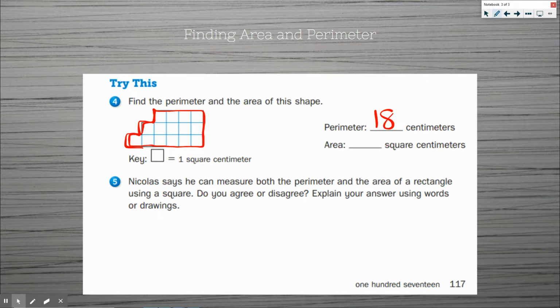All right, now I want you to figure out the area. Area is always a little bit easier, but what is the area of this shape? You should have said that the area of this shape is 15 square centimeters. I can count them: 1, 2, 3, 4, 5, 6, 7, 8, 9, 10, 11, 12, 13, 14, 15. So the area is 15 square centimeters.